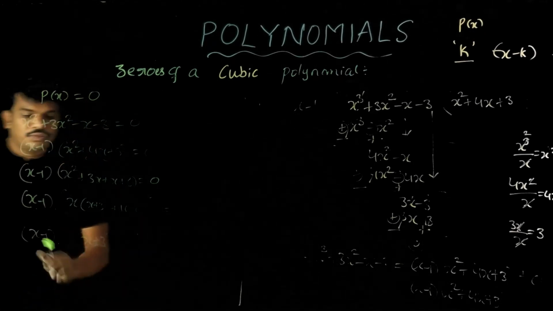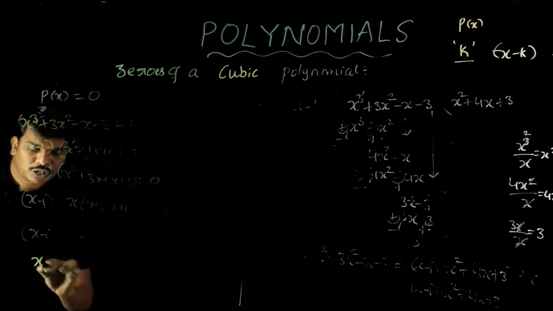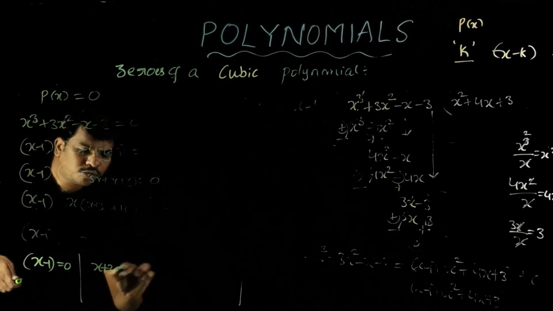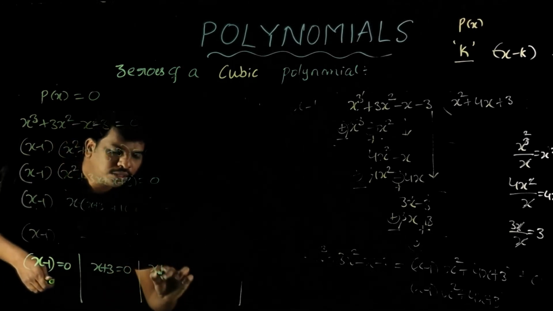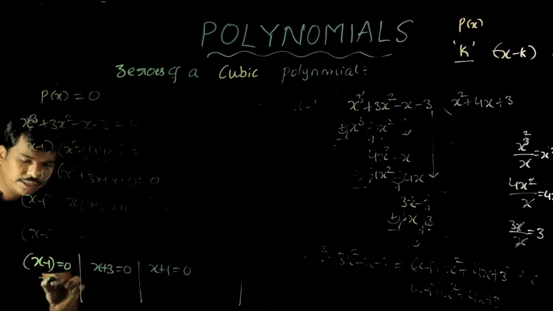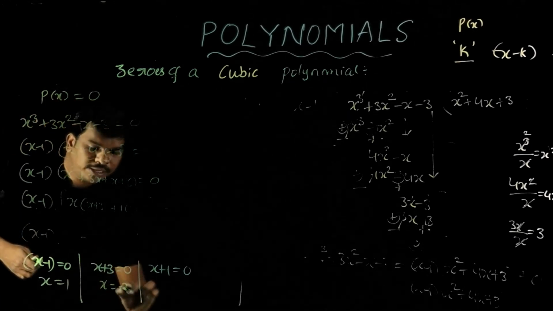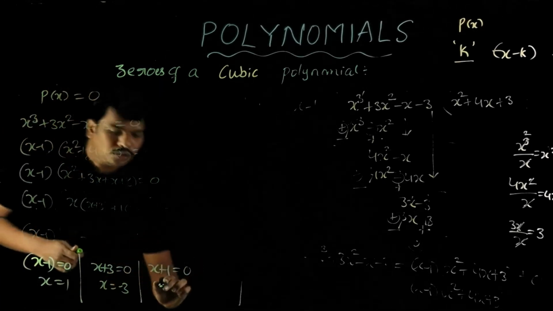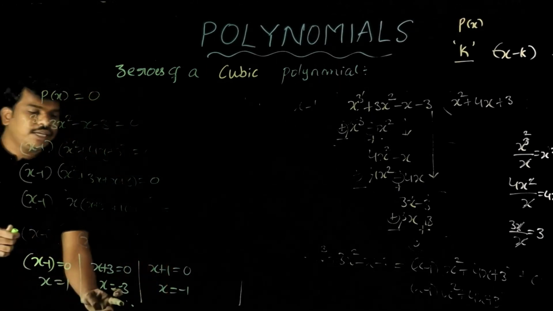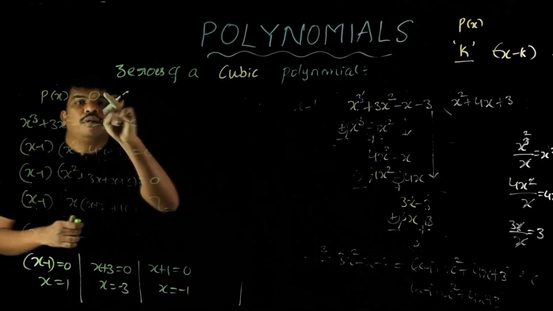Here we got the product of three terms equal to 0, which means either the first term should be equal to 0, or the second term x plus 3 should be equal to 0, or the third term x plus 1 should be equal to 0. If x minus 1 is equal to 0, then x is equal to 1. If x plus 3 is equal to 0, then x is equal to minus 3. If x plus 1 is equal to 0, then x is equal to minus 1. Therefore, here 1, minus 3 and minus 1 are called the three zeros of the given cubic polynomial.